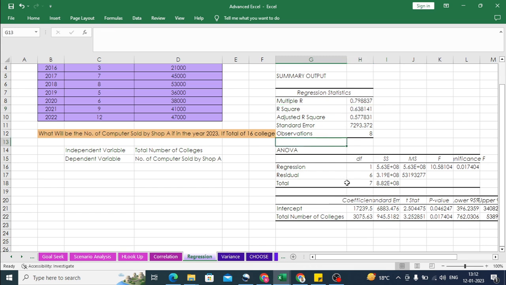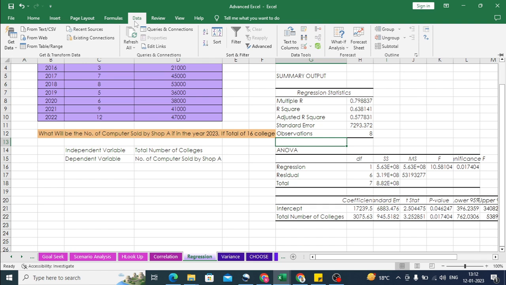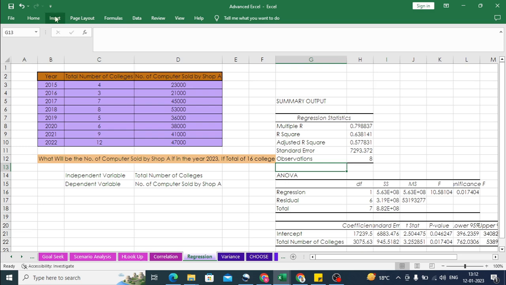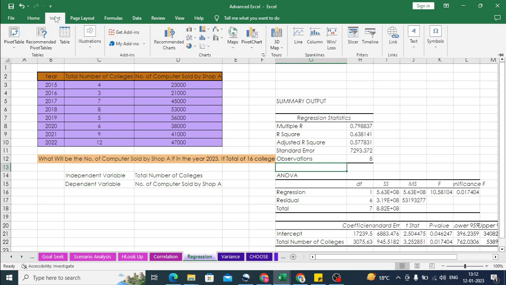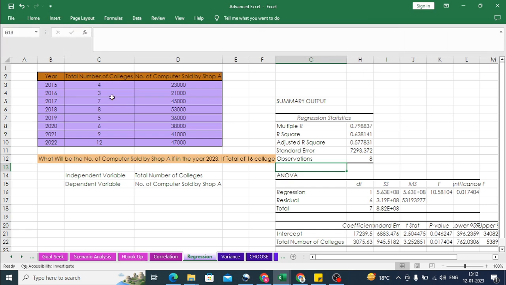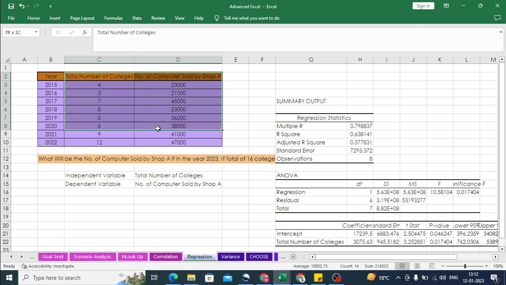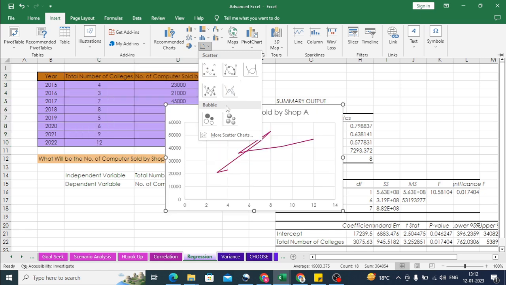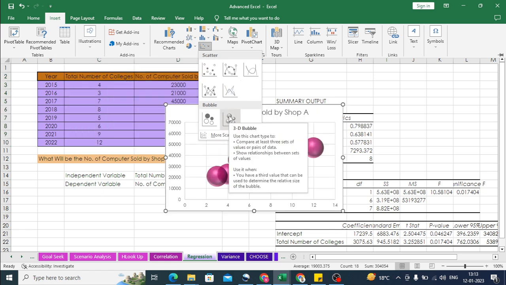Next, we will find out the regression line. Now, to find the regression line, we need to insert some charts so that we can easily find out the regression line, and we can then find out that if there are 16 colleges, how many computers will be sold. If we select this data, and we go to insert, then we choose a particular chart. Let's say we choose this particular chart, which is a 3D bubble chart.